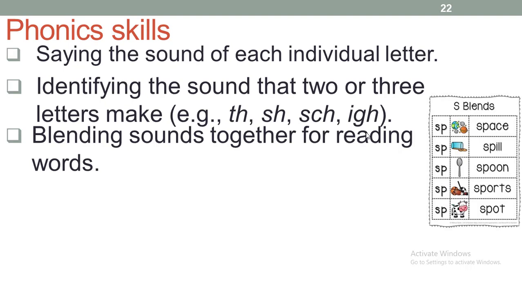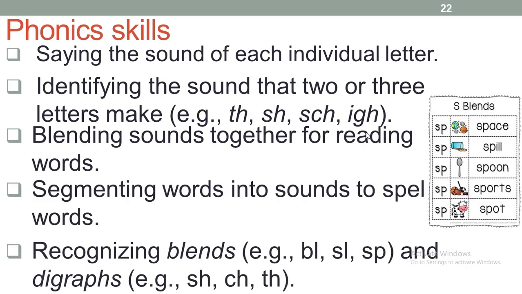Blending sounds together for reading words and segmenting words into sounds to spell words, recognizing blends PL, SL, SP, and digraphs SH and CH وإلخ. So blending, for example S blending، يمزج الحروف يعني والحروف التي تأتي سوية الاس والبي، وعندك البي والال والاس والال. These are what they call blending words. هذا أيضا يتعرف عليها الطالب يعرفها.